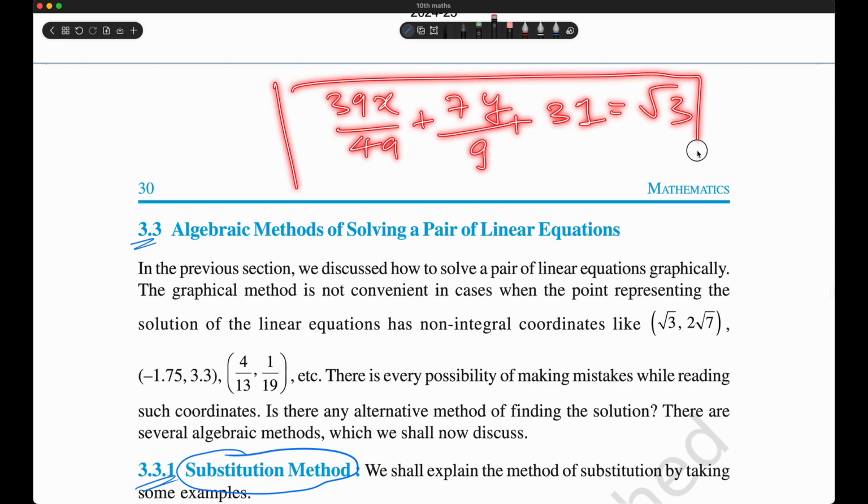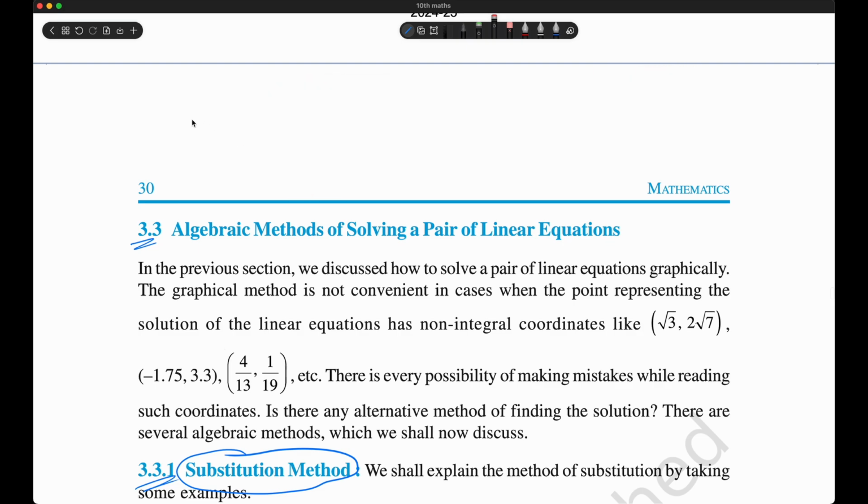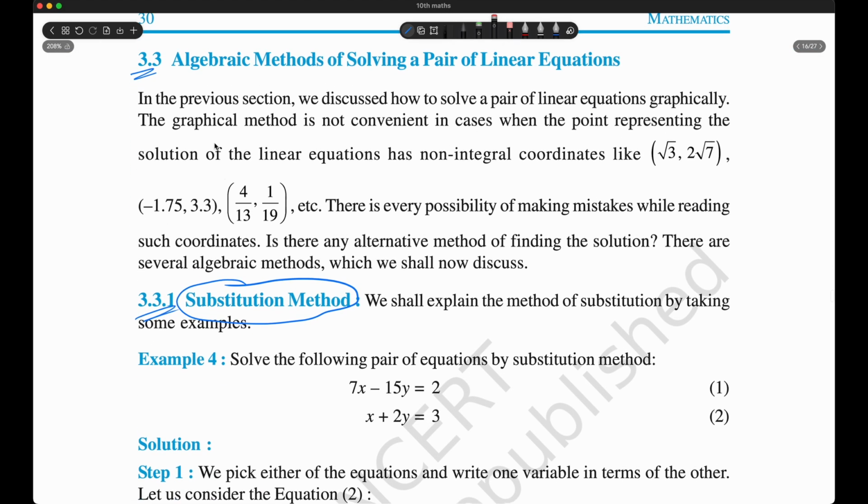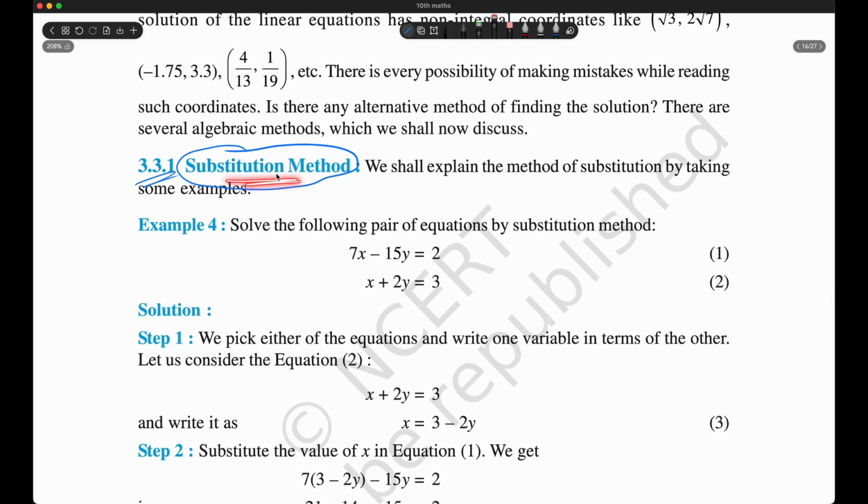If we have an equation like this, then the graphical method is not suitable, because to find the intersecting point of two lines we need the common point, which is difficult to plot by hand. If we plot the value, we cannot get the proper value, that is root 3, or the proper decimal value using the graphical method. So the graphical method is not suitable for points such as decimals, fractions or irrational numbers. So we have the substitution method that solves this problem.